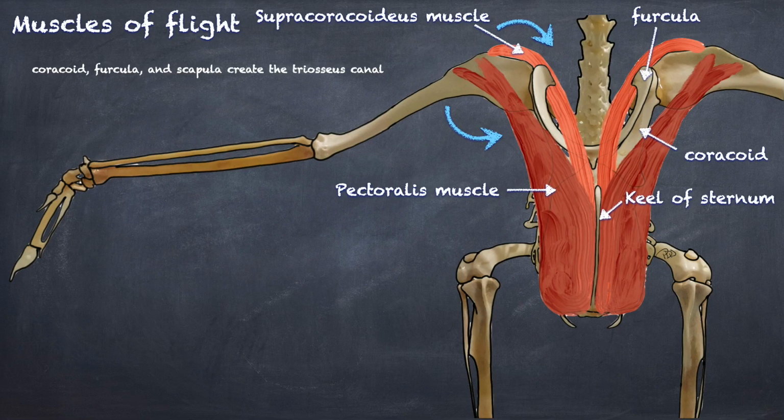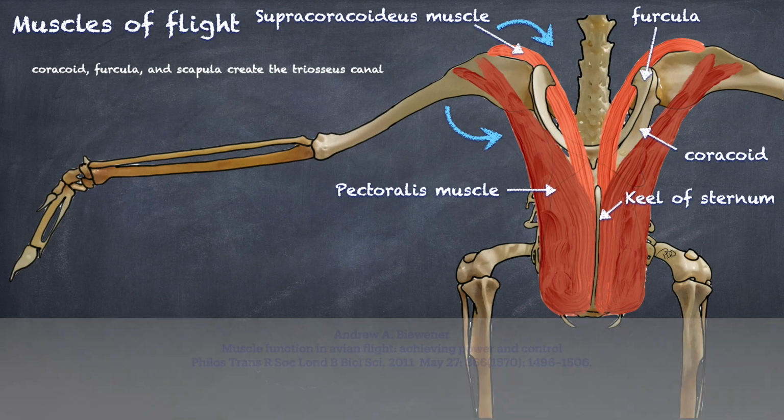The supracoracoideus also is important to impart a high velocity longitudinal rotation of the humerus to reorient the wing at the end of the upstroke in preparation for the downstroke. Okay, so we've got kind of overlap of the action of these muscles both at the end of the upstroke and at the end of the downstroke.